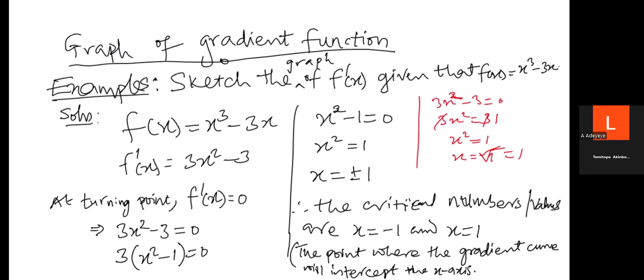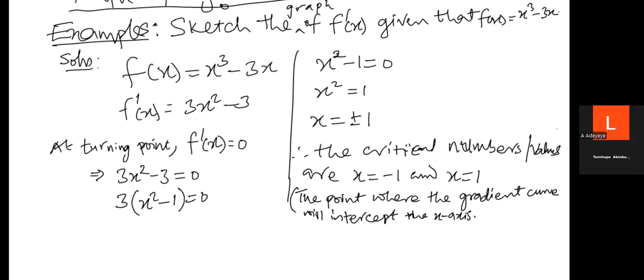Do you get that now? That will let us know the examiner is actually interested in only the positive value. So anytime you are finding square root and no condition is attached, you say it is plus or minus. Take note of that. Is that clear? Yes, sir. Okay. So we've obtained the critical numbers to be minus 1 and 1. My comment here says the point where the gradient curve will intercept the x-axis. That's our critical value.